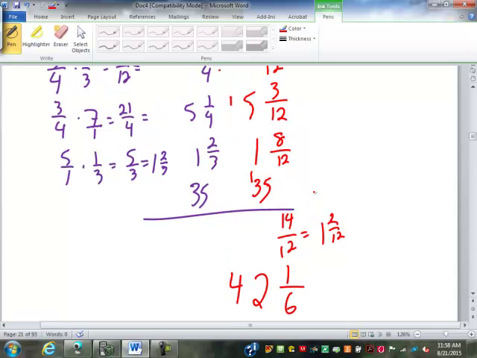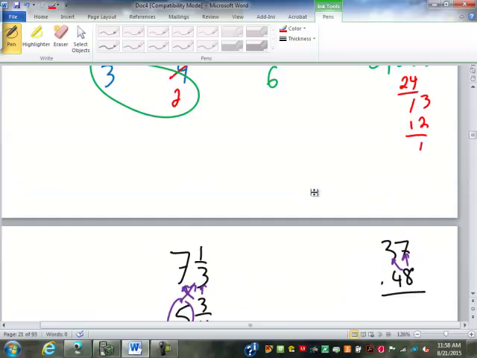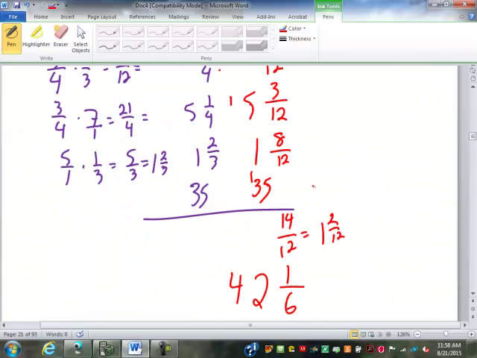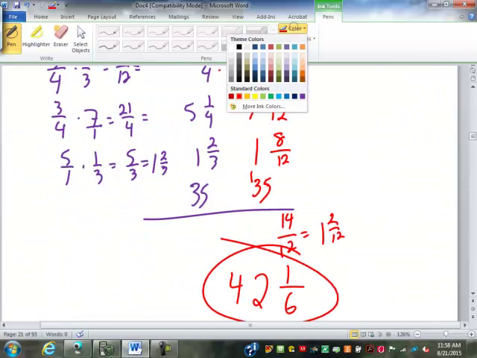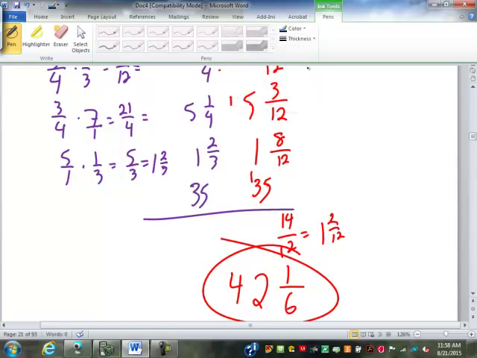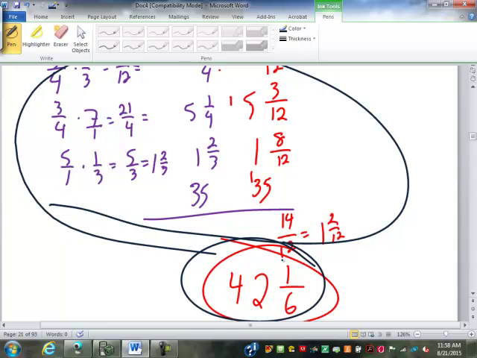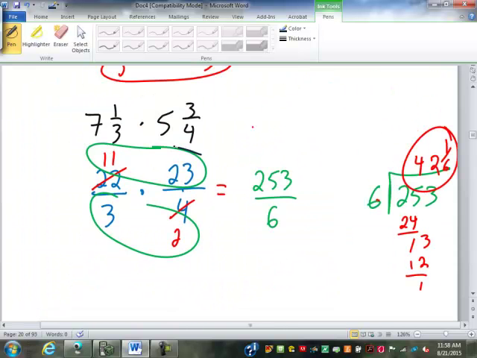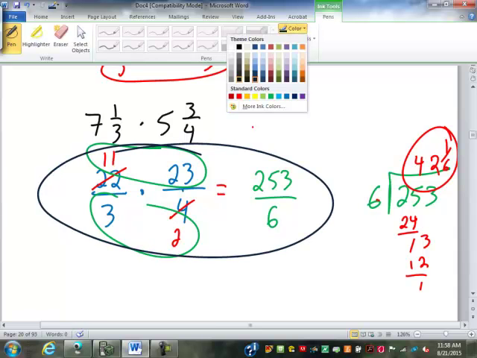Oops, what did I do wrong there? I'm off by 1. So, no, I'm not. 42 and 1/6. I am right. Okay. Some weeks by this point in the week, the little hamster has climbed off the wheel for the weekend already. So we get the same answer. Now, I don't know about you, but I don't really like that process. I'll stick with the improper fractions.